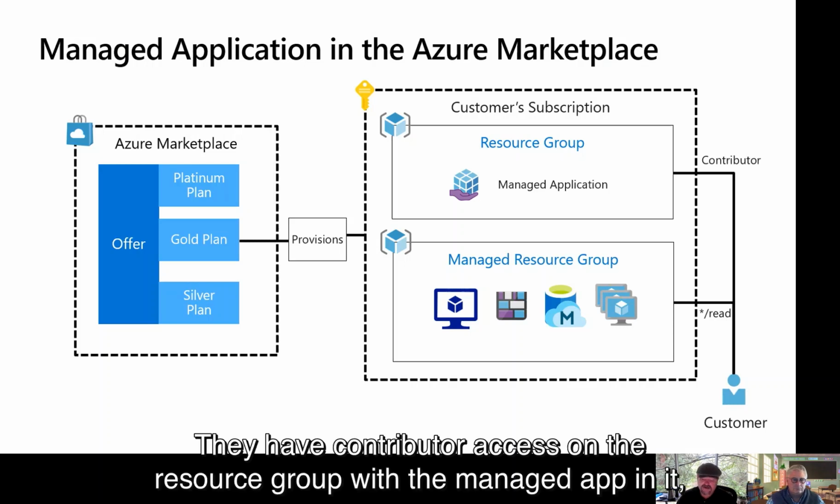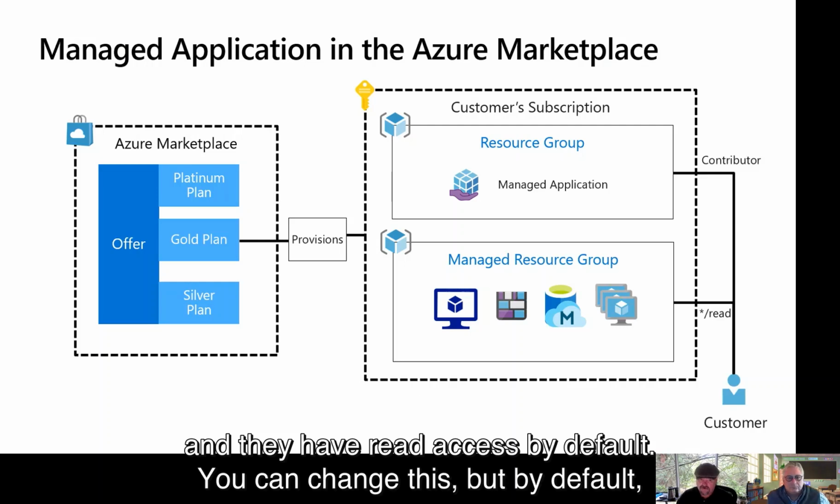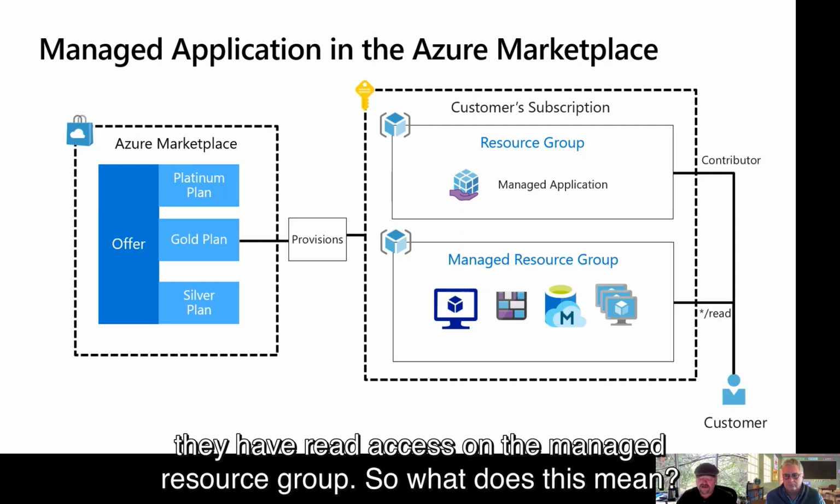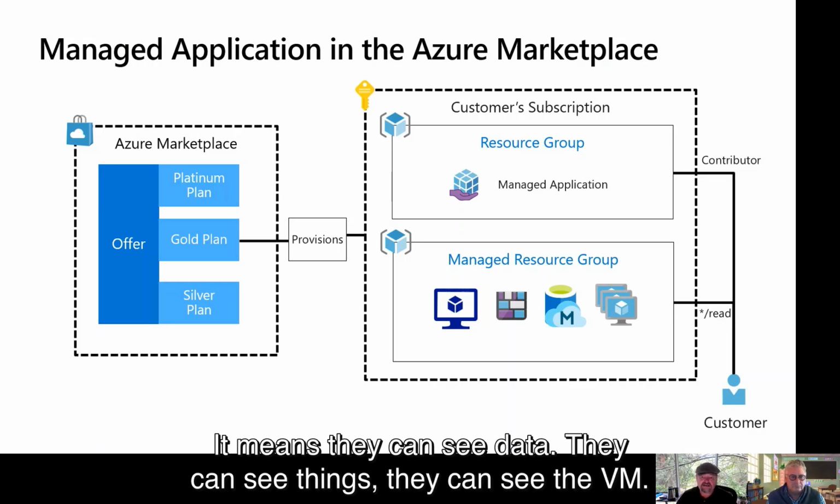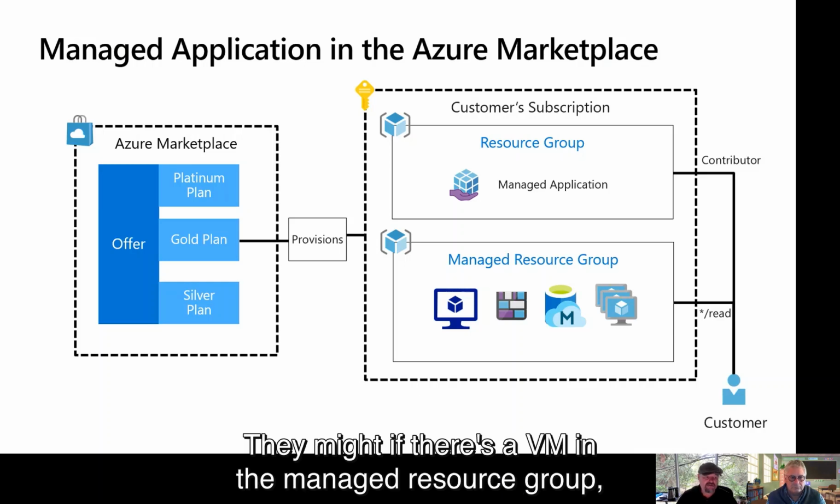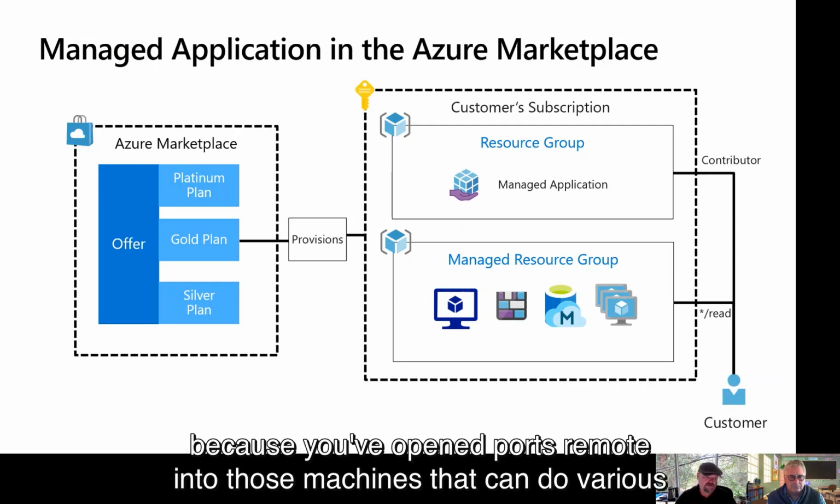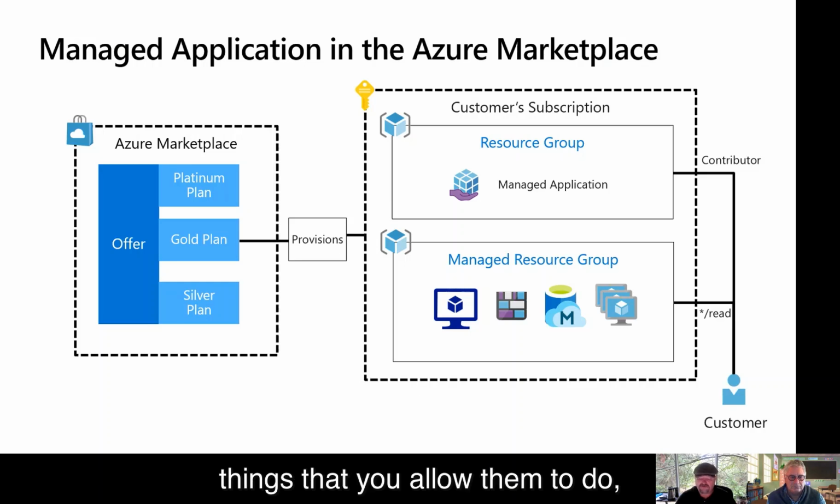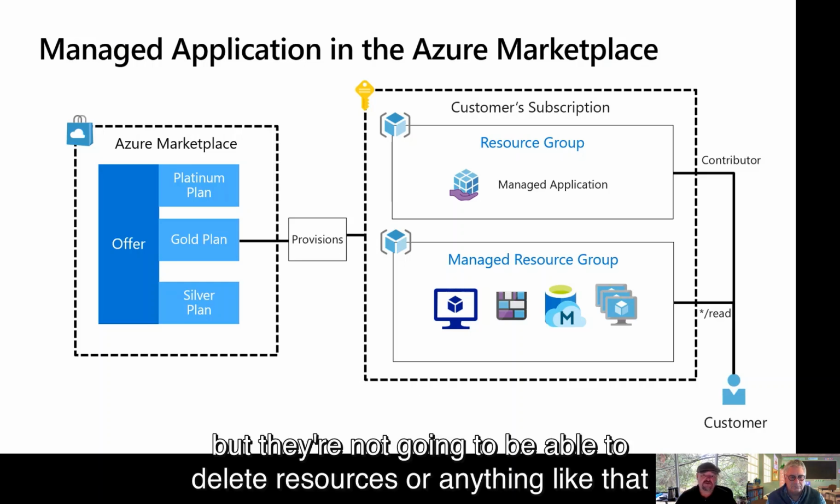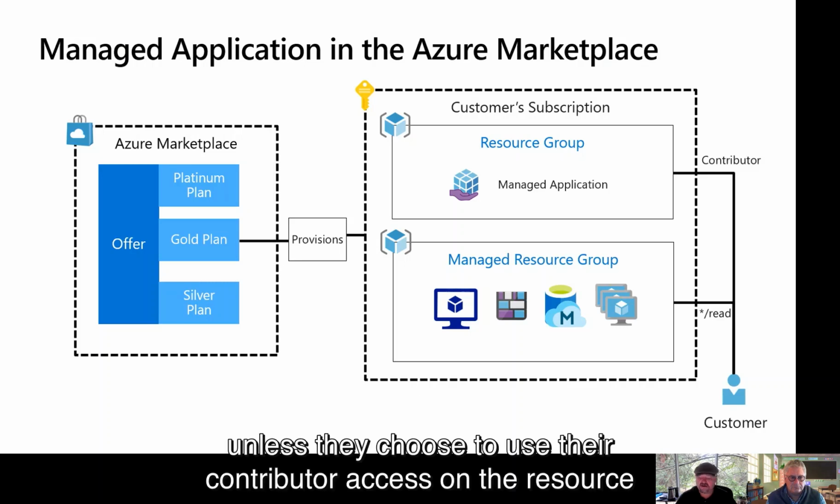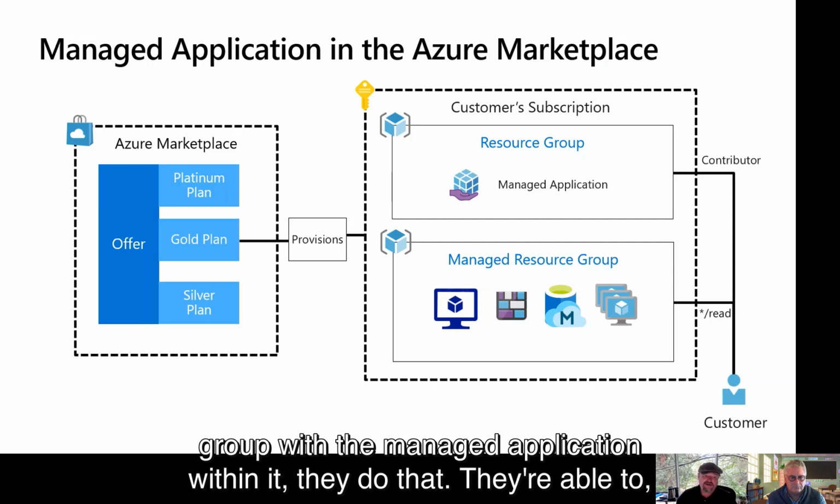They have contributor access on the resource group with the managed app in it, and they have read access by default. You can change this, but by default, they have read access on the managed resource group. So what does this mean? It means they can see data, they can see things, they can see the VM. If there's a VM in the managed resource group, because you've opened ports, they might be able to remote into those machines and do various things that you allow them to do, but they're not going to be able to delete resources or anything like that, unless they choose to use their contributor access on the resource group with the managed application within it.